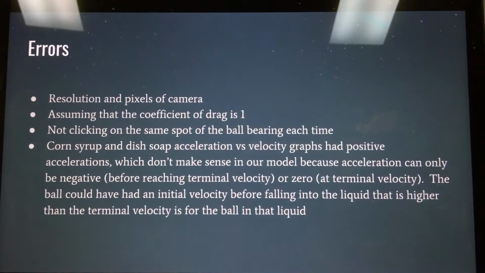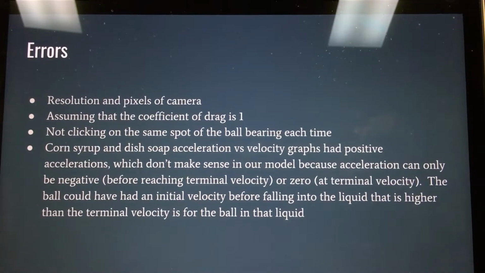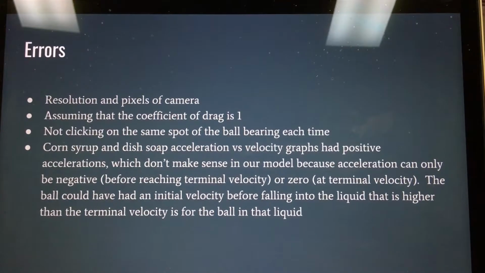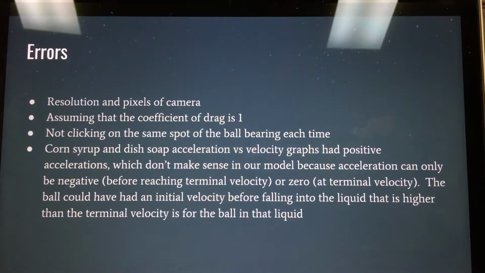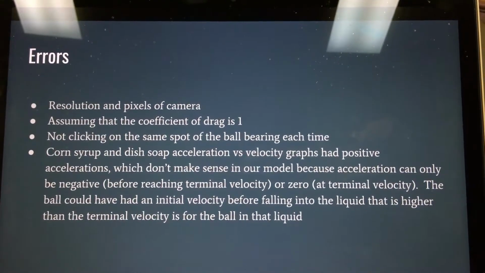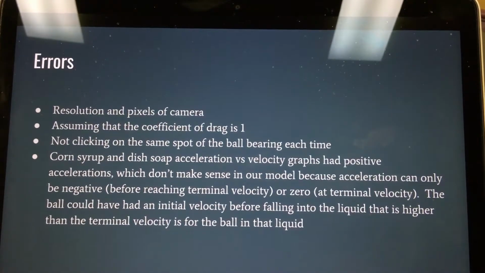Another error is assuming that the coefficient of drag is 1, which could really affect our water data because, as you can tell from our calculations, the water had a significant drag force. A third source of error is not clicking on the same spot of the ball bearing each time. And finally, the corn syrup and dish soap acceleration versus velocity graphs had a lot of positive accelerations, indicating that what we took as terminal velocity might have been the initial velocity before dropping the ball into the liquids.